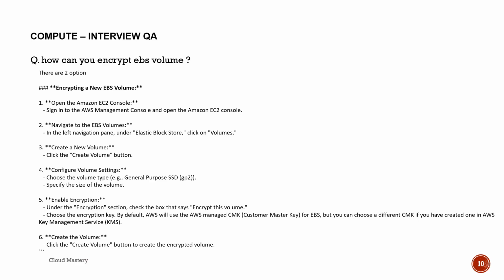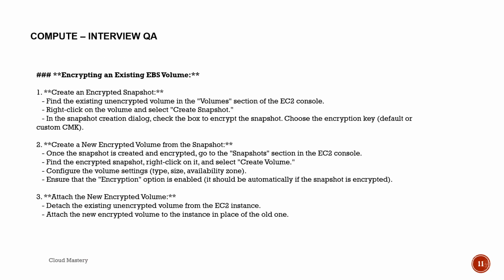You go to EBS volumes, create the volume there, and define the encryption value. Encryption can be the default with the AWS managed key if you don't have a client managed key; otherwise you can use the client managed key as well. Both approaches are there, and then you can create the volume and attach it to the machines.